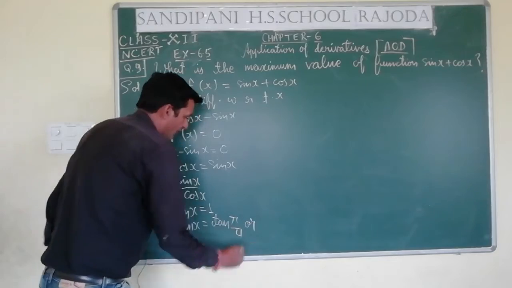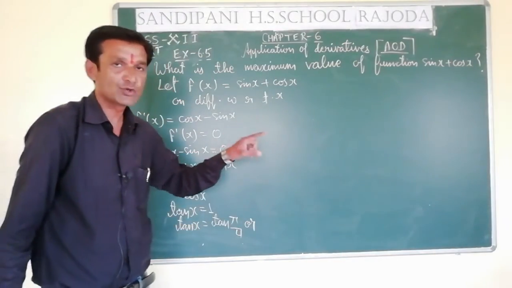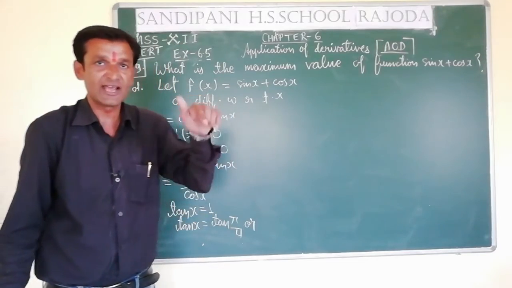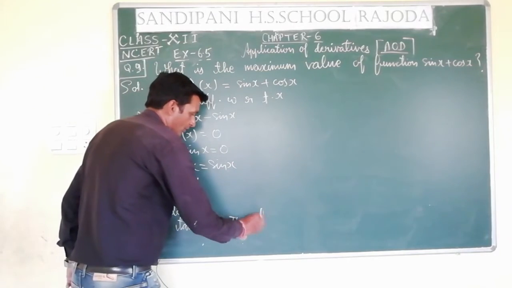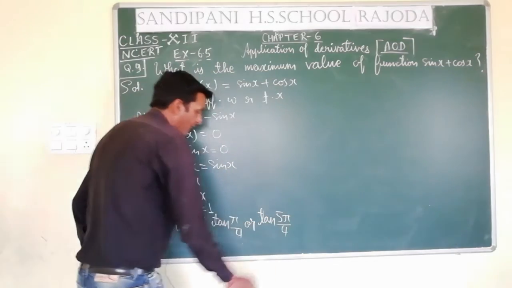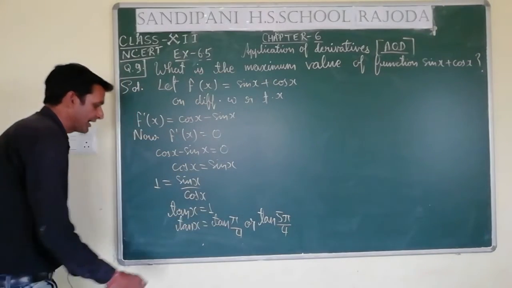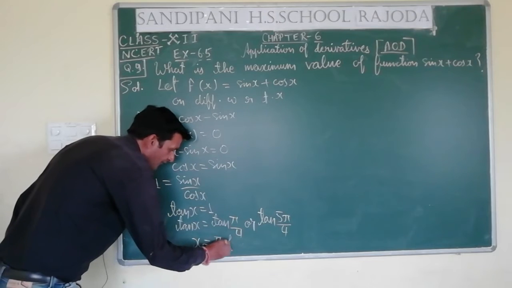or one more place is there, in which quadrant? It is in the third quadrant, all students take, meaning tan and cot are positive there. So pi plus pi by 4, that is tan 5 pi by 4. Tan 5 pi by 4 value is also 1. So we may write x is equal to what? Pi by 4 and 5 pi by 4.